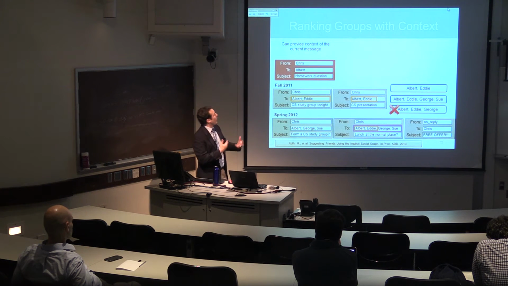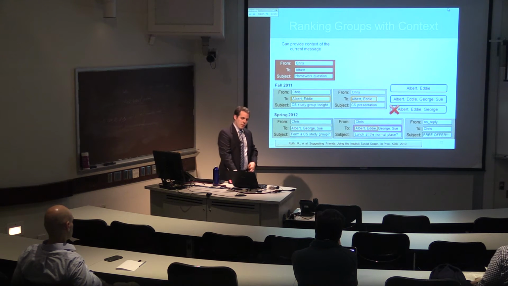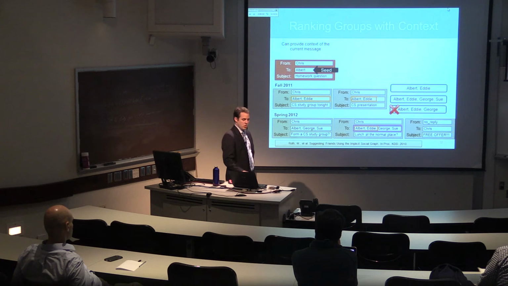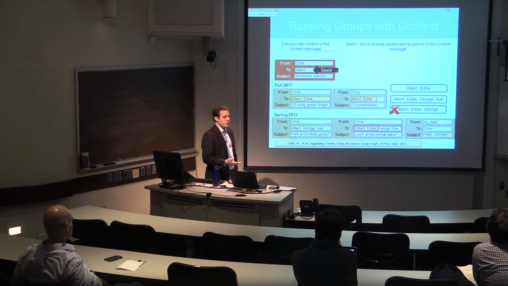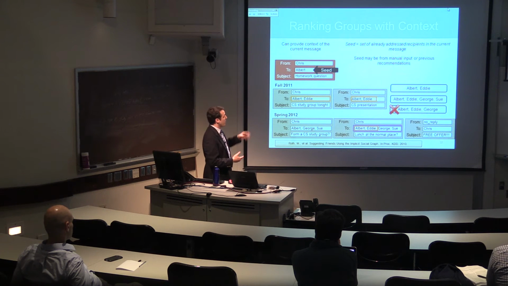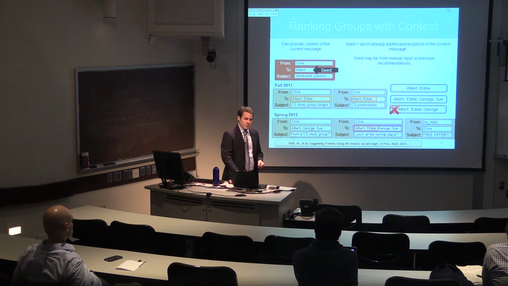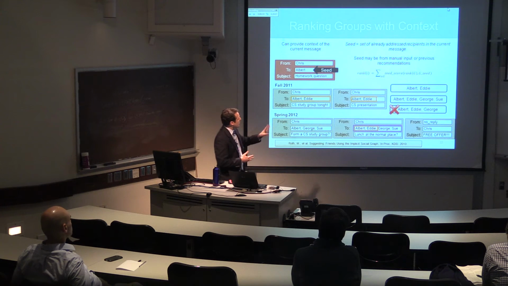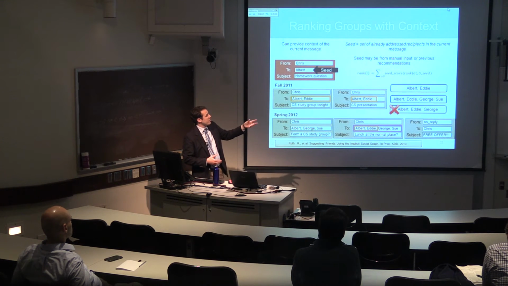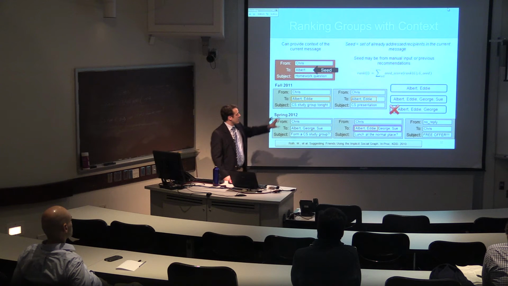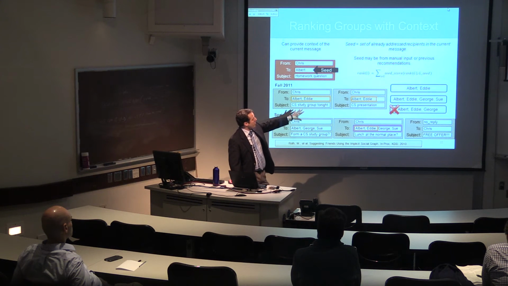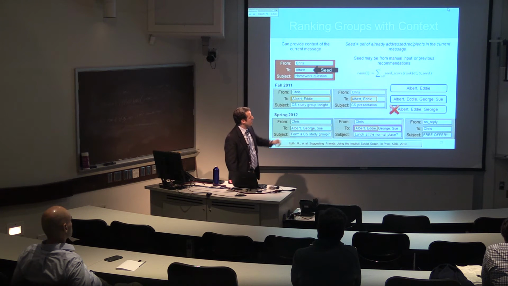Past work also went beyond this by providing context of the current message. In particular, it looked at the seed, or the set of already addressed recipients in this current message. And this seed may be from manual input, previous recommendations, or maybe some combination thereof. And then the rank of an individual is not just a summation of ranks of groups, but a summation of seed scores, where a seed score is a function of the rank of the group, the members of that group, and the members of that seed.